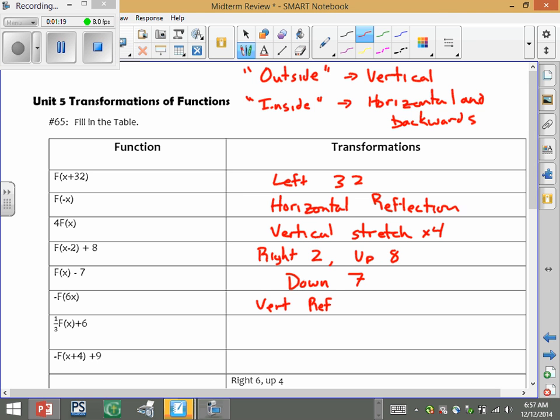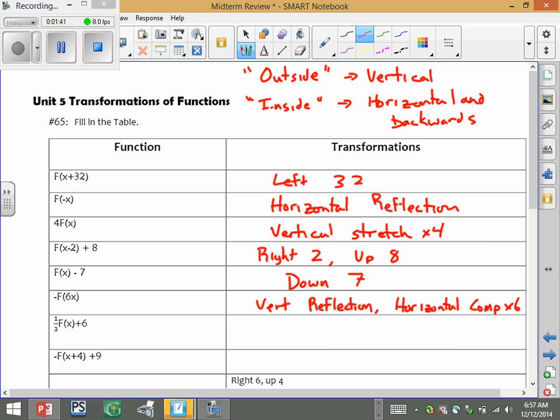And then that 6 on the inside, it's a horizontal move. And multiplying is always a stretch or a compression, but since it's on the inside, it's backwards. So that's actually a horizontal compression by 6. So it's going to get 6 times shorter, if you will, horizontally. So that would only be a move that affects the x's.